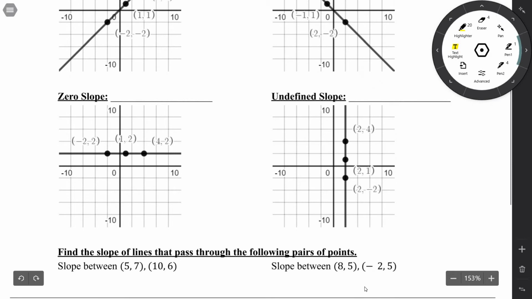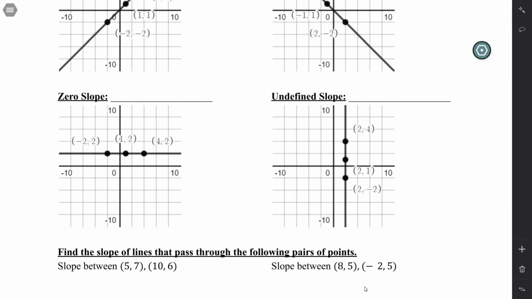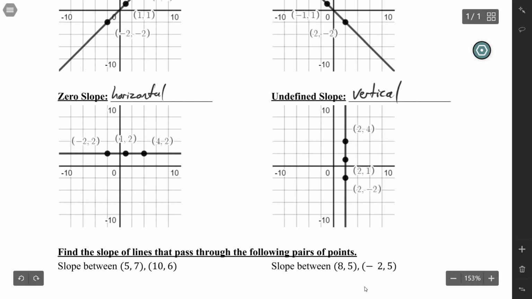Some of these might be familiar to you, but a zero slope is when we don't have any change of y and any amount of change of x. This would just be horizontal. And what about an undefined slope? I just say vertical here. And what does that really mean? Some people say that this is no slope, but it's really easy to get no slope and zero slope confused. Really what it is, is undefined.